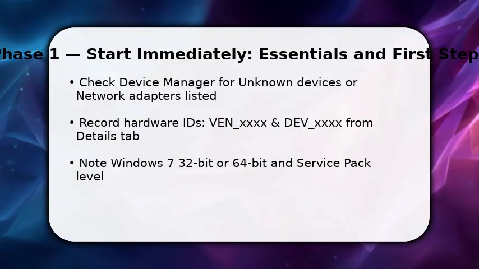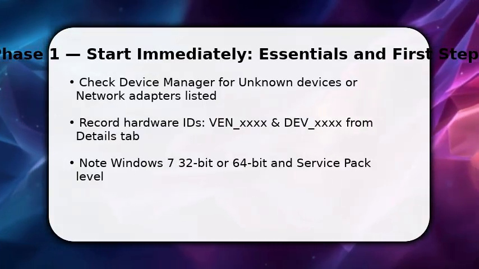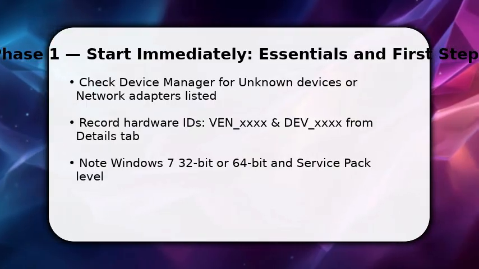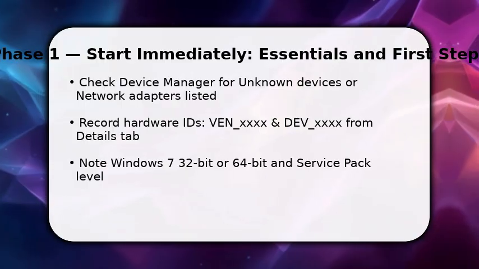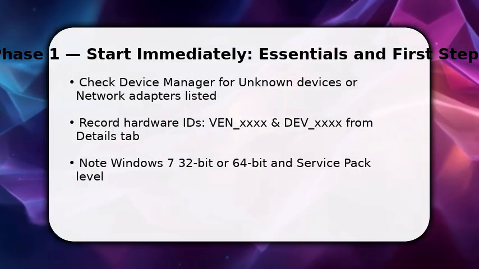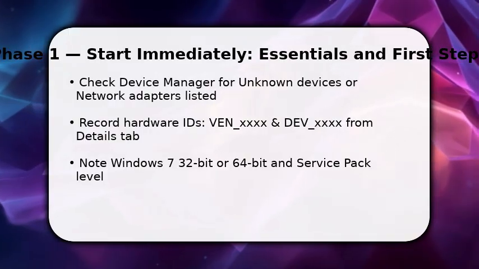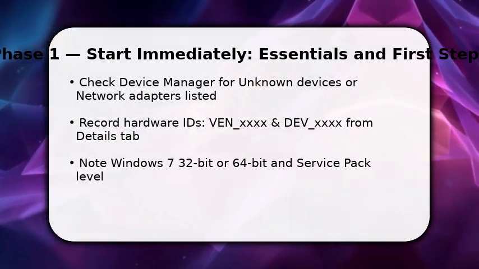Enjoy the video. You begin by opening Device Manager and focusing on network adapters. This tells you what Windows already sees. Once done, right-click the unknown device and open Properties, then Details, and copy the hardware IDs. Vendor and device codes are the key.